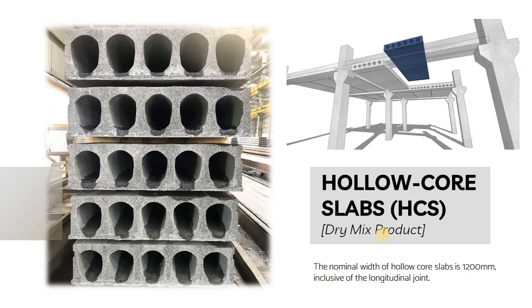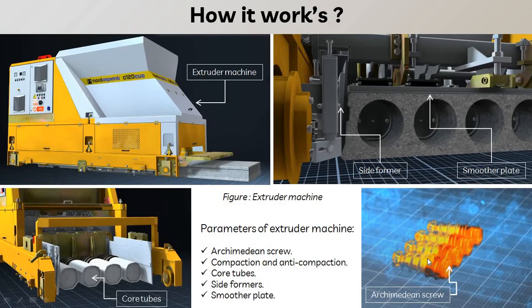If we talk about the width of this slab, it will be 1.2 meters fixed, because this depends on the machine size. The machine can produce a slab width of 1.2 meters. So the normal width of the hollow core slab is 1200 mm. This is the machine that is used to produce the hollow core slabs. Here you can see this is the extruder machine, and from the bottom it will create the hollow core slab. Here you can see there are some tubes in the center that will create the shape and give the shape to the slab.